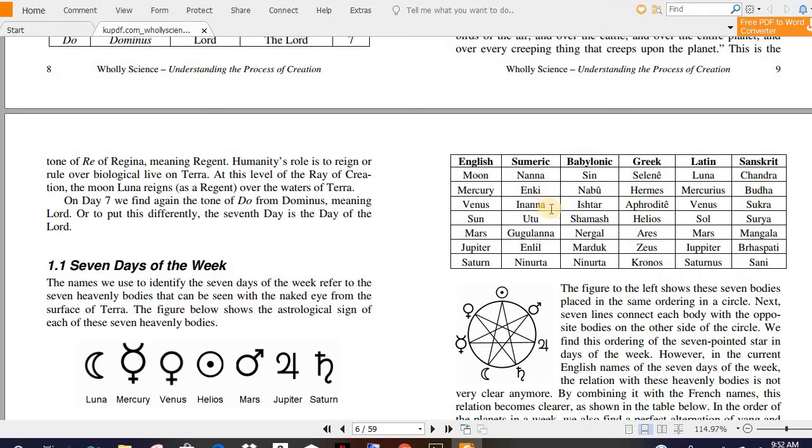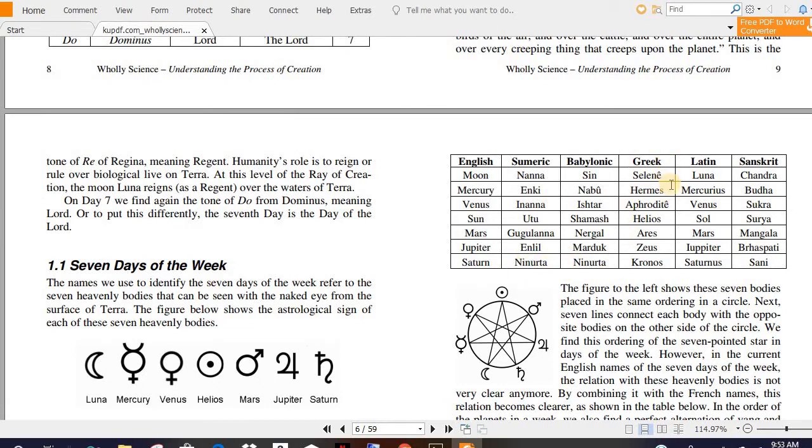Sumerian: Nanna, Enki, Inanna, Utu, Nergal, Enlil, Ninurta. These are the Anunnaki. Okay, Babylonian: Sin, Nabu, Ishtar, Shamash, Nergal, Marduk, Ninurta. Funny how hers stays the same.